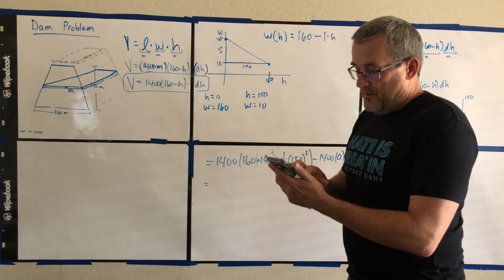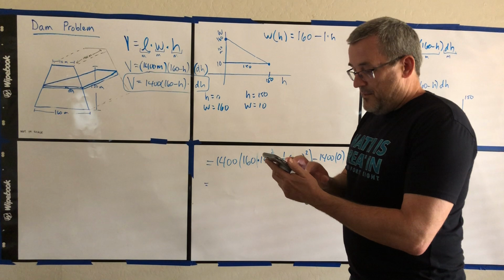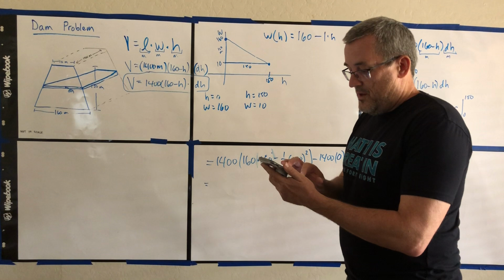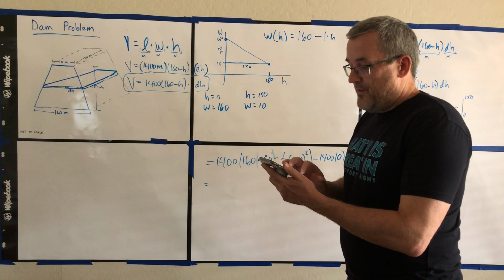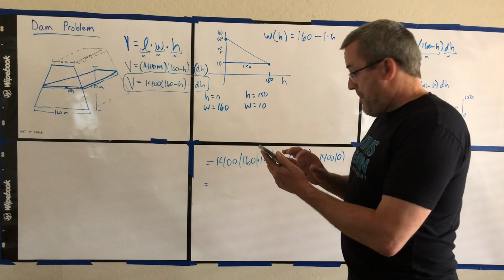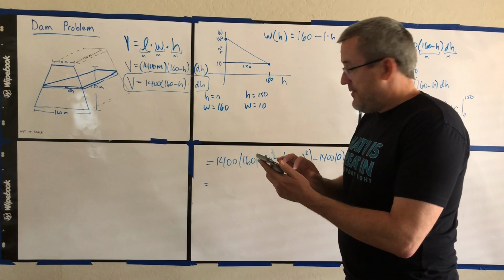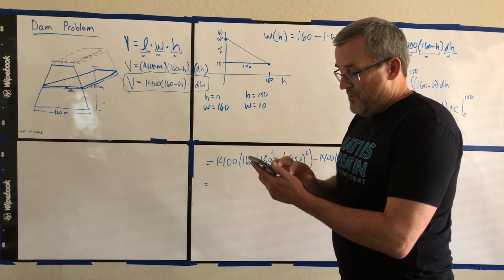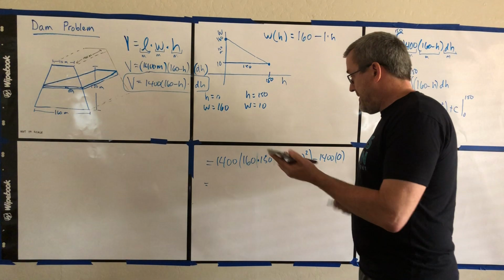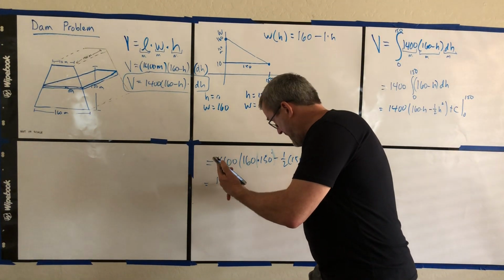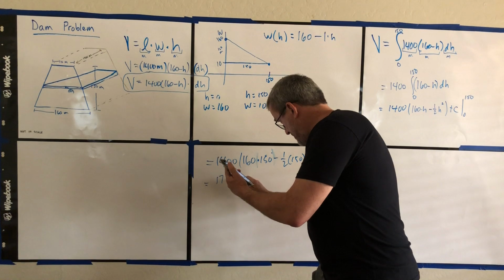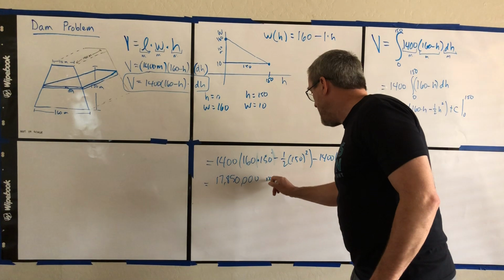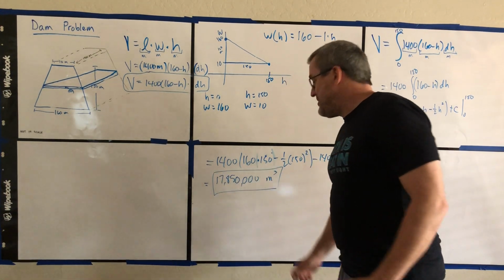1400 times 160 times 150 minus 1/2 times 150 squared. Boom, boom. I get 17,850,000 cubic meters of dam material.